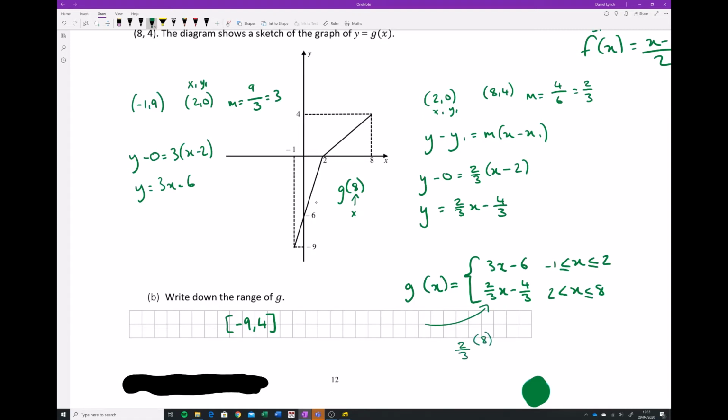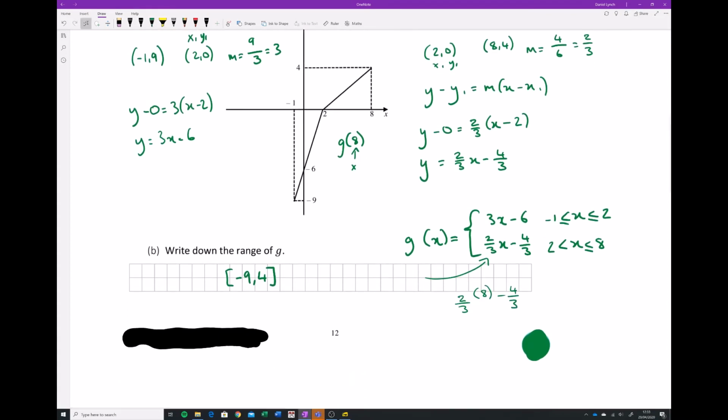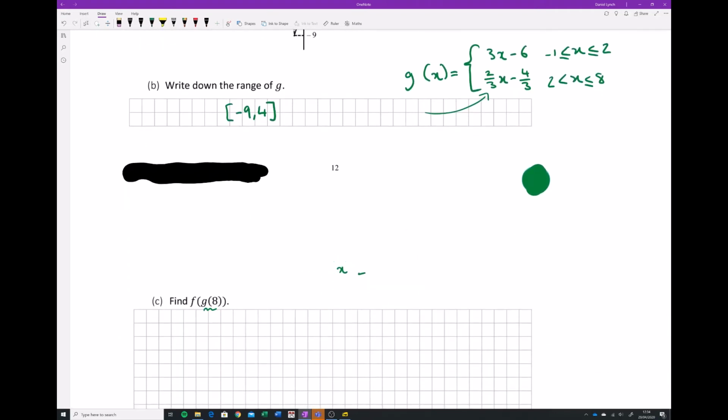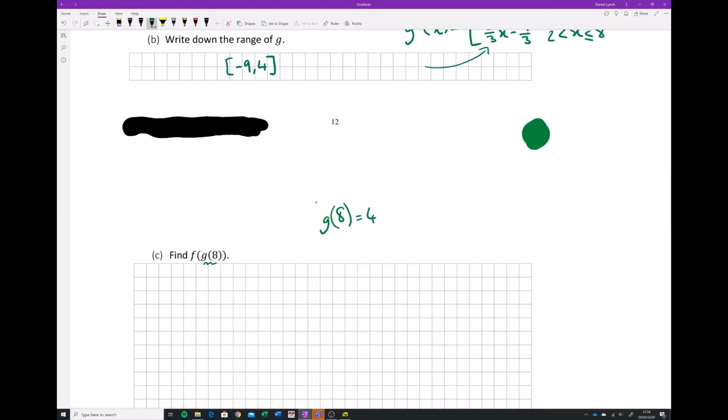This is just a chance for me to check whether I had that right. So we've got 16 over 3 minus 4 over 3. That's 12 thirds, that's 4. Yeah, so you place in 8, you get out 4. So g of 8 is equal to 4. So what this is really asking is, what is f of 4?